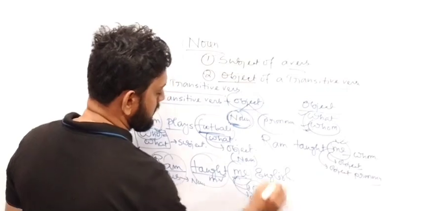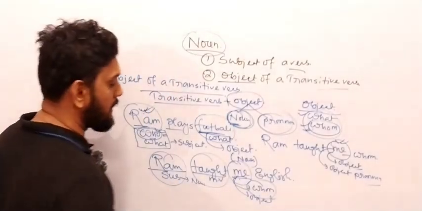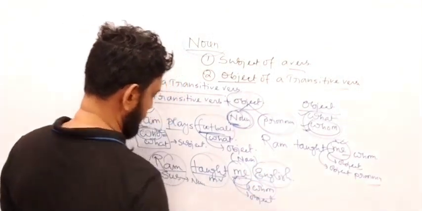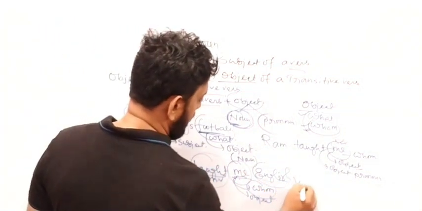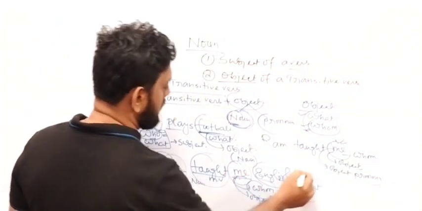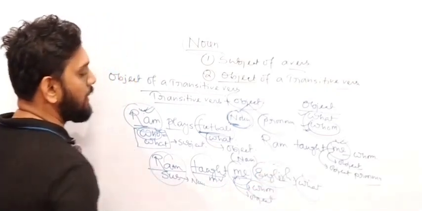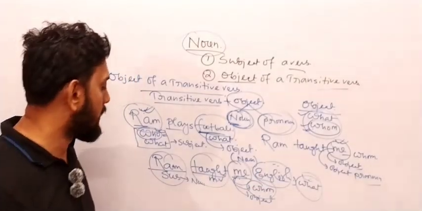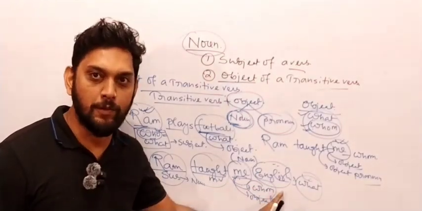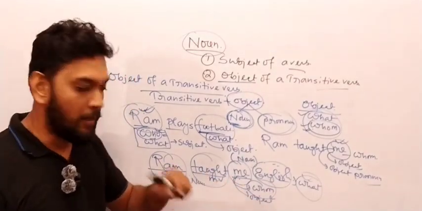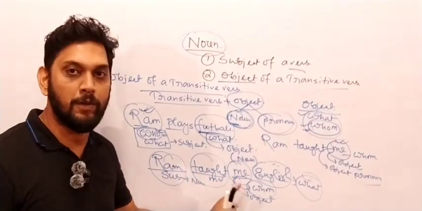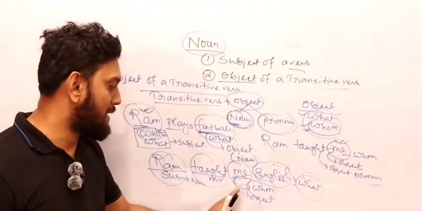Similarly, English also will be the object. How? Ram taught me what? We got the answer of what, so that also functions as an object of this sentence. So in "Ram taught me English," English is also an object in this sentence. Me is also an object. Me also acts as an object of this sentence.